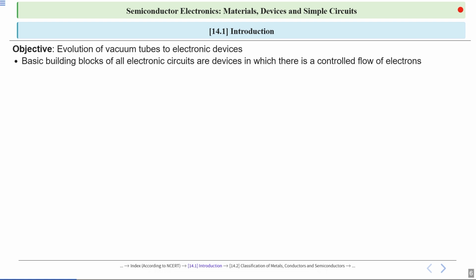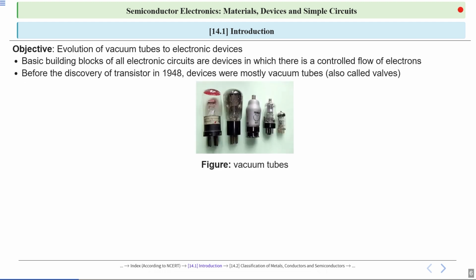Electronic circuits rely on devices that control electron flow. These devices, like transistors and diodes, manage electricity by allowing or restricting current. Before the 1948 invention of the transistor, electronic devices relied heavily on vacuum tubes, also known as valves. These components were used to amplify and switch electrical signals. Vacuum tubes were bulky, power-hungry, and prone to failure, limiting the size and efficiency of early computers and radios.